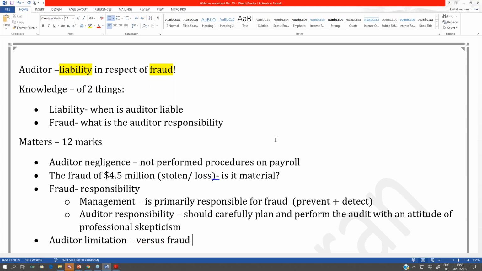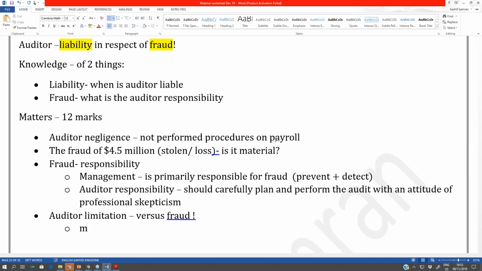Auditor's limitation versus fraud. Firstly, the auditor is only looking at material things, material aspects of the audit. The auditor doesn't look into immaterial things. But do you believe payroll is a very major expense of any company? We are not looking at the value of fraud, right? Do you believe payroll is a very major operating expense? Payroll is a very major operating aspect of the audit. So payroll is a major expense, or a material expense.